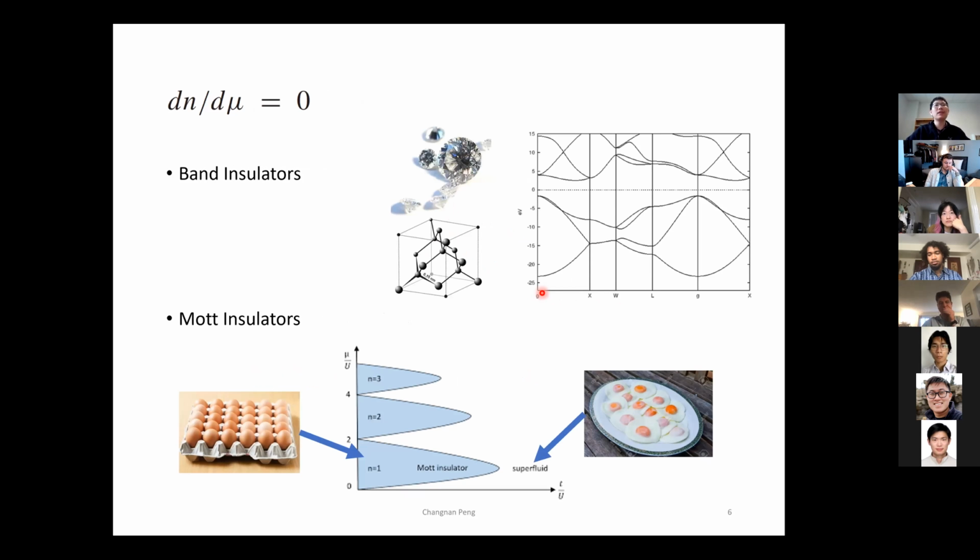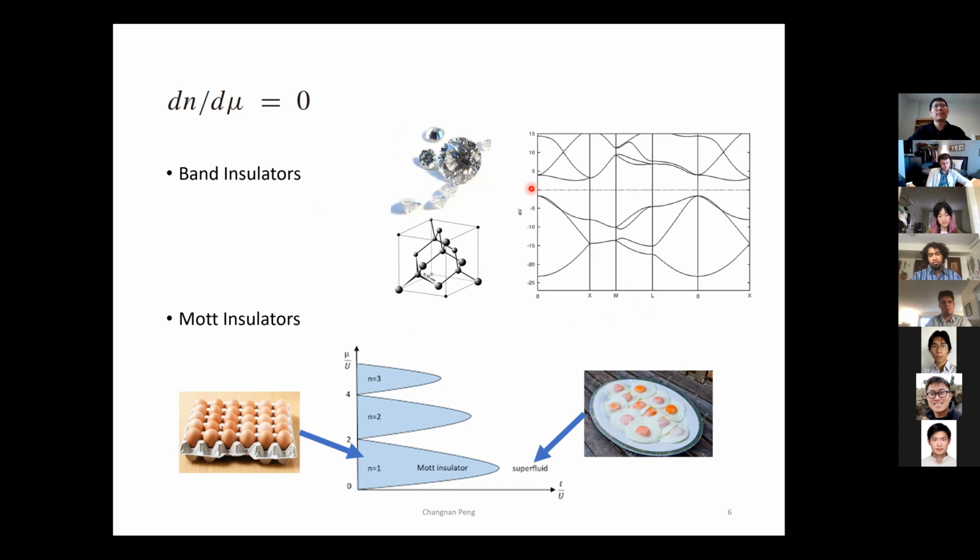So let's see what it means for the first possibility, dn over d mu equals 0. For a single particle system or for band systems, it means that at the Fermi level, there is no density of states. This comes with the band insulators. Here is an example of diamond and the band structure for diamond. You see at the Fermi level, the 0, there's no band crossing. So the density of states there is 0.